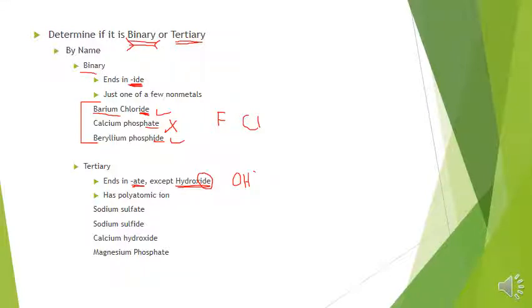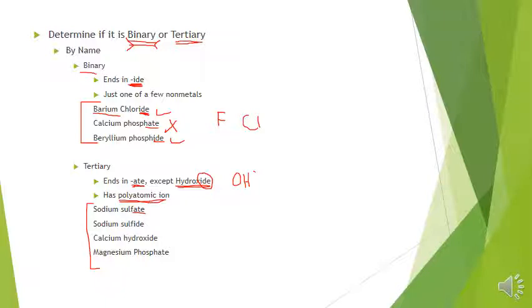The tertiaries have a metal and a polyatomic ion. So they would be like something carbonate, sulfate, phosphate, nitrate, or hydroxide. Let's go over some examples of that and see what these are. Sodium sulfate, that is tertiary. How do I know? Because it has "ate."